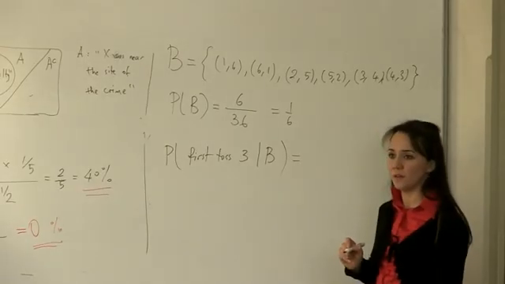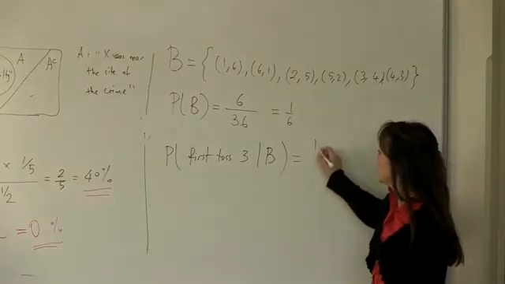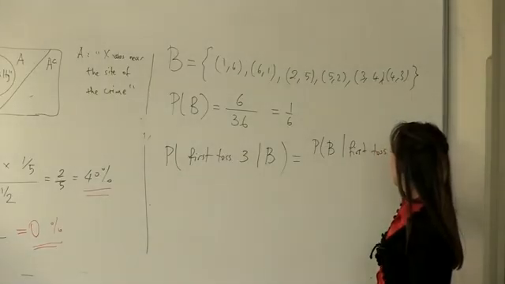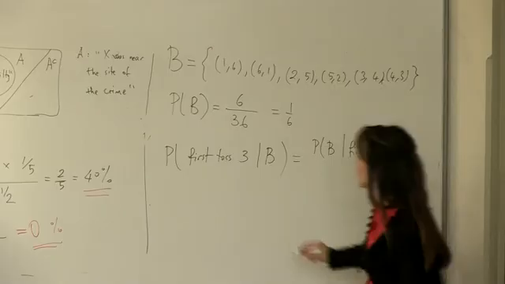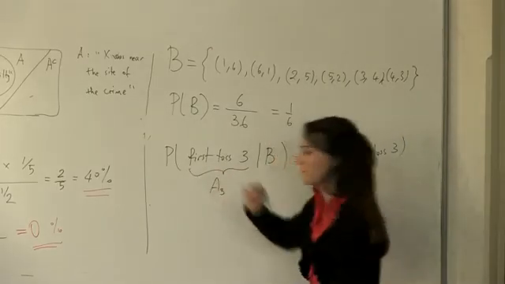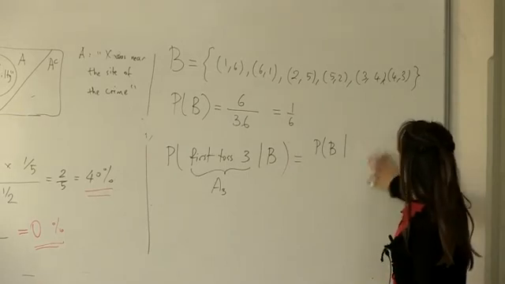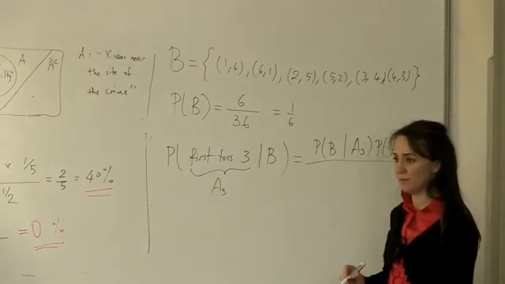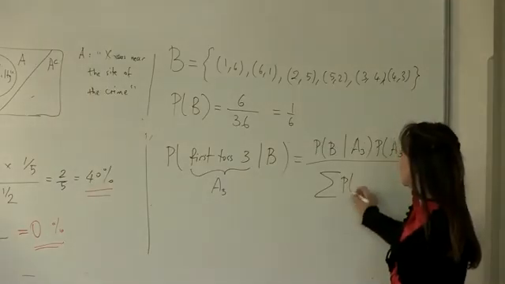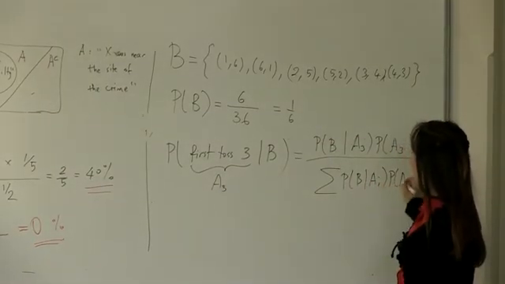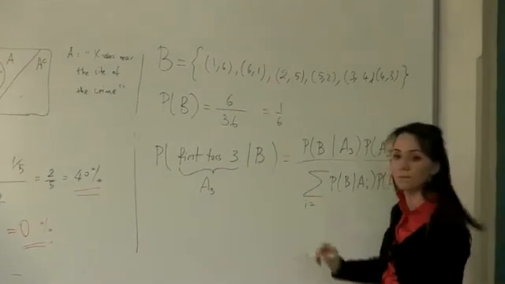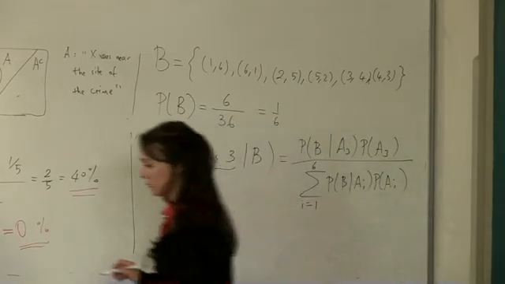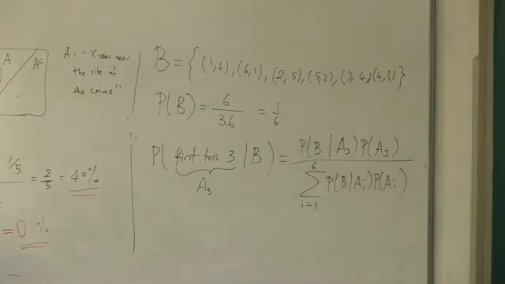Let's apply Bayes rule. This is the probability that B happens, given that the first toss is 3. Let's use a shorthand notation for this. Let's call this A3. B given A3 times the probability of A3. Now in the denominator, we can sum the probability of B given Ai times the probability of Ai, with i going from 1 to 6, because A1 is the event that the first toss is 1, and A6 is the event that the first toss is 6.